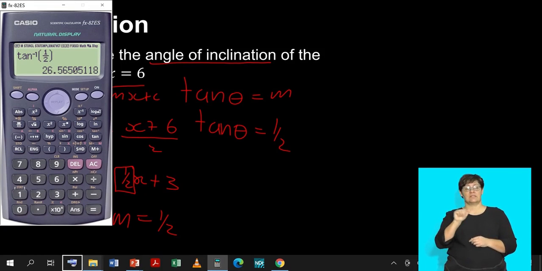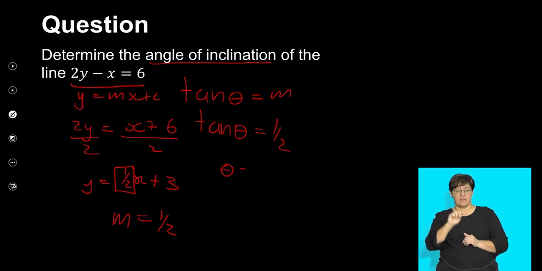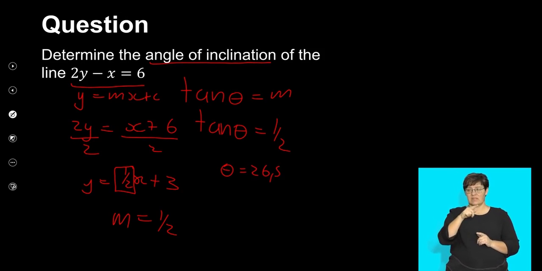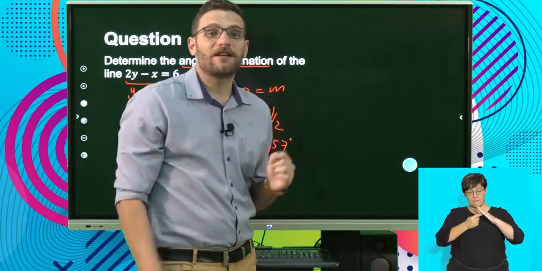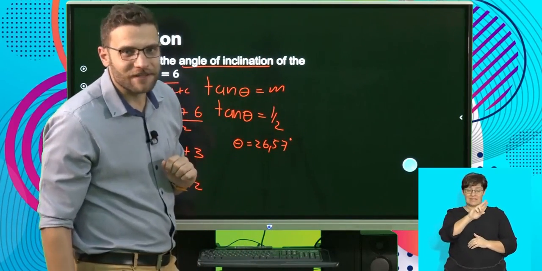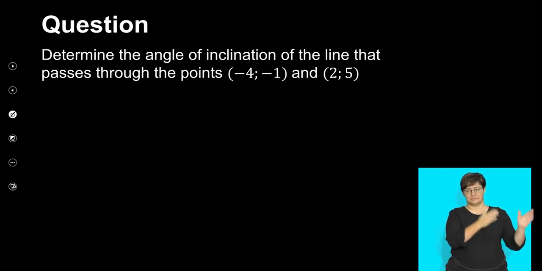I'm going to get 26,565, so I'm going to round up there, 26,57. I'm going to get theta is equal to 26,57 degrees. The angle between my line and the x-axis in an anti-clockwise direction is 26,57. Wonderful. Let's turn to our next question.